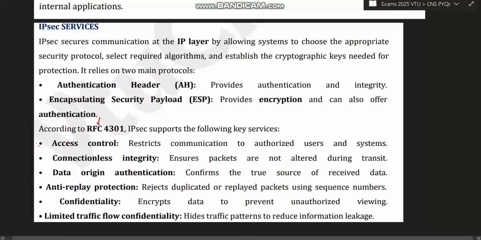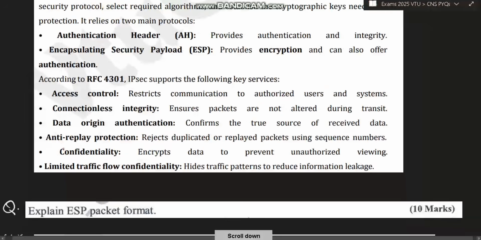Okay. Firstly, it provides access control, restricting communication to authorized users and systems. Whoever is authorized, only they can use it. Connectionless integrity ensures packets do not alter during transit, and data origin authentication confirms the true source of the received data, where the data has come from. That information will be authentic. It can't be coming from a hacker without them knowing it. So they have designed the algorithm in such a way.